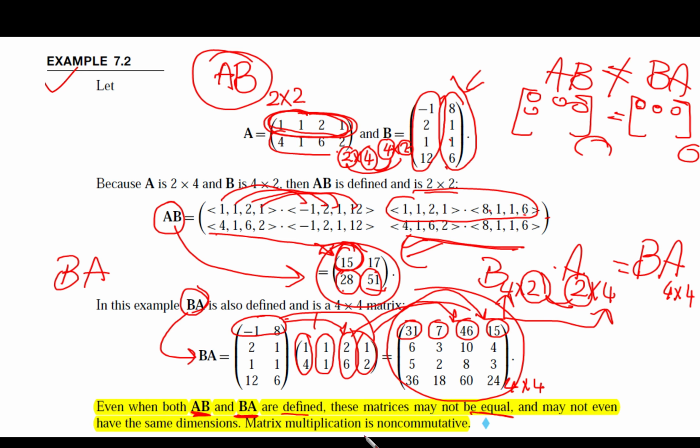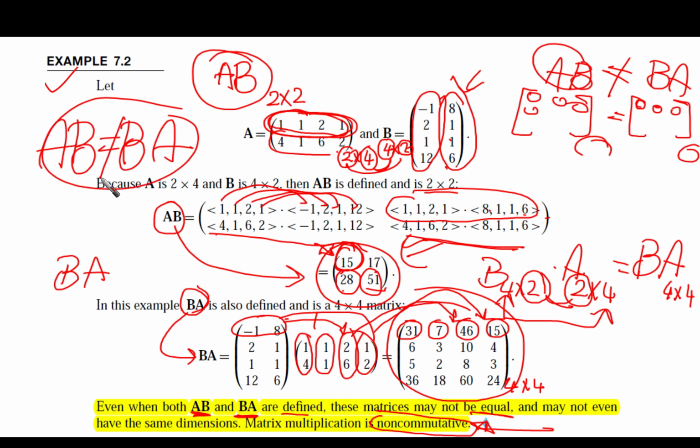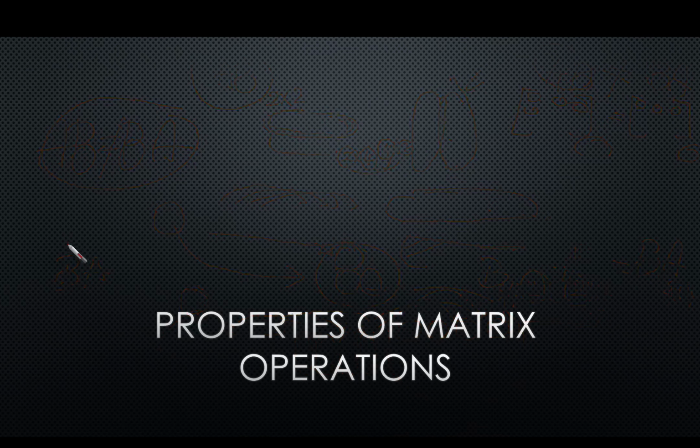Matrix multiplication is non-commutative. That's the main keyword in our multiplication. Multiplication is non-commutative. Okay, so we cannot say that AB equals BA. We cannot say something like this. Okay. Let's go to the properties of matrix operations. We're going to talk about some properties important for us for matrix operations.